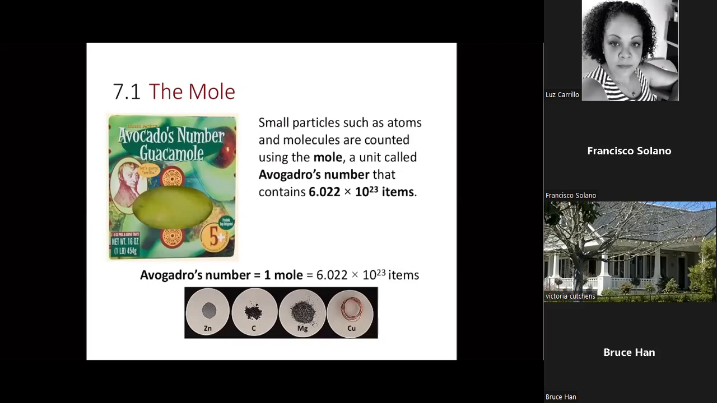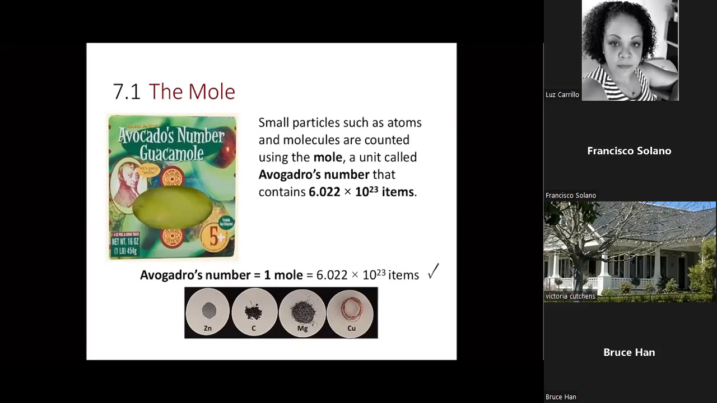And Avogadro's number tells you, as you can see here in the bottom, that a mole of any item is going to equal 6.022 times 10 to the 23 items, okay? Every time. Avogadro says that if you have, for example, you see in the bottom illustrations 1 mole of zinc, 1 mole of carbon, 1 mole of magnesium, 1 mole of copper. Whenever I ask you, what is 1 mole of zinc in terms of atoms? Your answer is going to be 6.022 times 10 to the 23rd atoms. Even if it's 1 mole of carbon, how many atoms of carbon are in 1 mole of carbon? 6.022 times 10 to the 23rd atoms, okay?